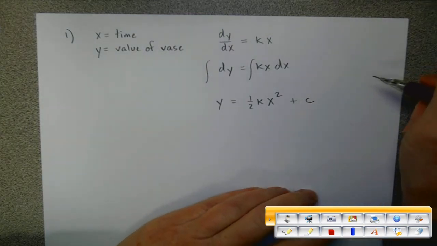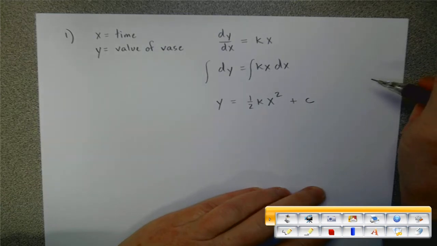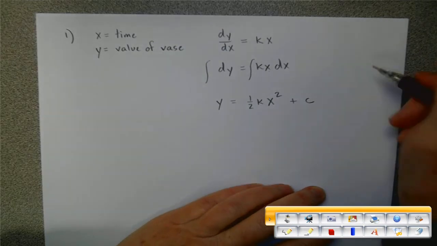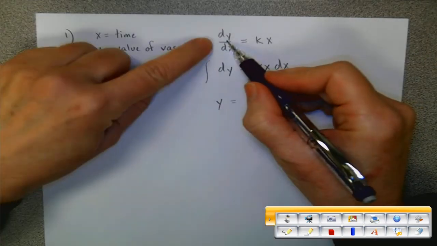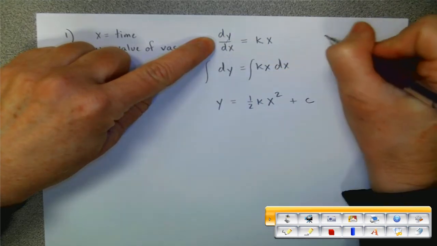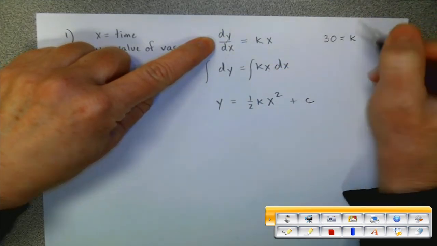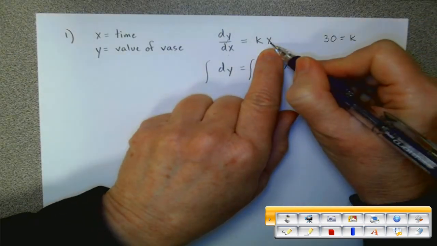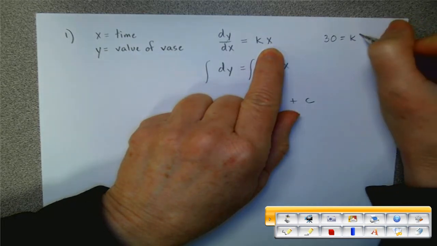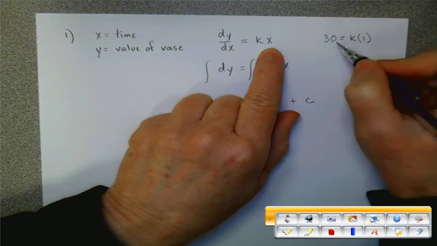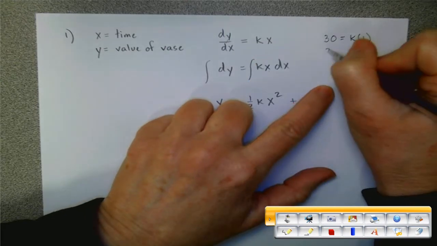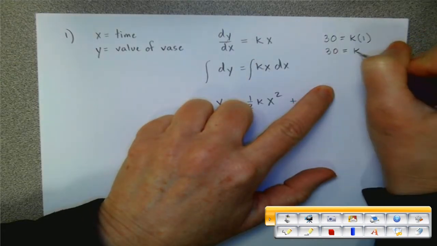Okay, so it says 1 year after it was found, the value of the vase was $500 and it was increasing at the rate of $30 per year. Oh, the rate. I know the rate. So way back up here, I know the rate was 30. So 30 is equal to K times whatever the time was. Well, what was the time? It said 1 year after it was found. So that would be K times 1 is equal to 30. So what is K? K is just going to be equal to 30.